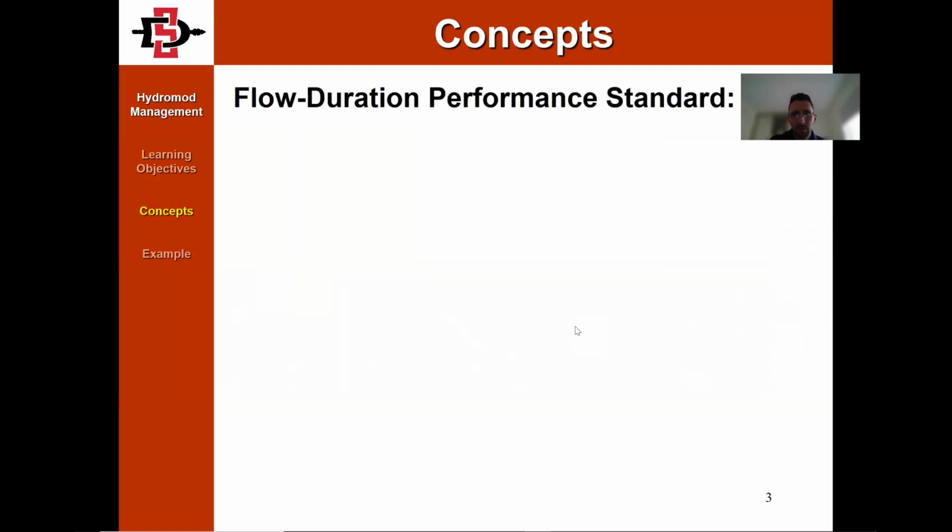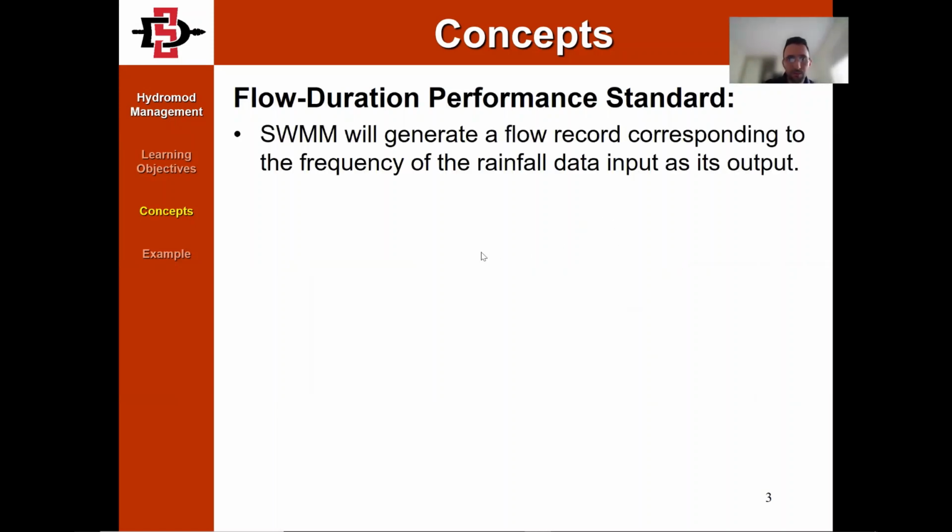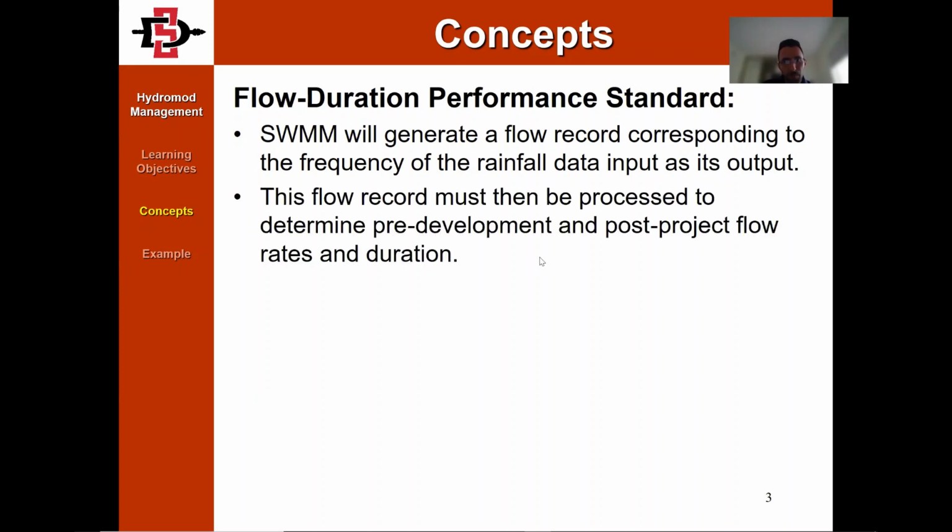So, talking about concepts, the flow duration performance standard. The stormwater model that we use, EPA SWMM, is able to generate a flow record corresponding to the frequency of rainfall data input as its output. That's a strength, and that's why we're using it a lot for projects like this. And we do need to process this output so we can basically compare the pre-development and post-development flow rate and duration.